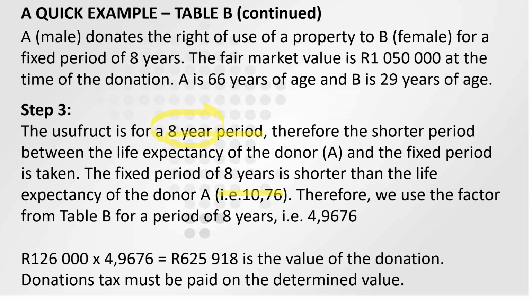And then we go look up what the factor is for the 8-year period in Table B, and you will see it's the 4,9676. And we multiply the annual value by that factor, and our donation of the usufruct here for the limited period of 8 years comes out at 625,000 Rand. And donations tax will be paid on that.